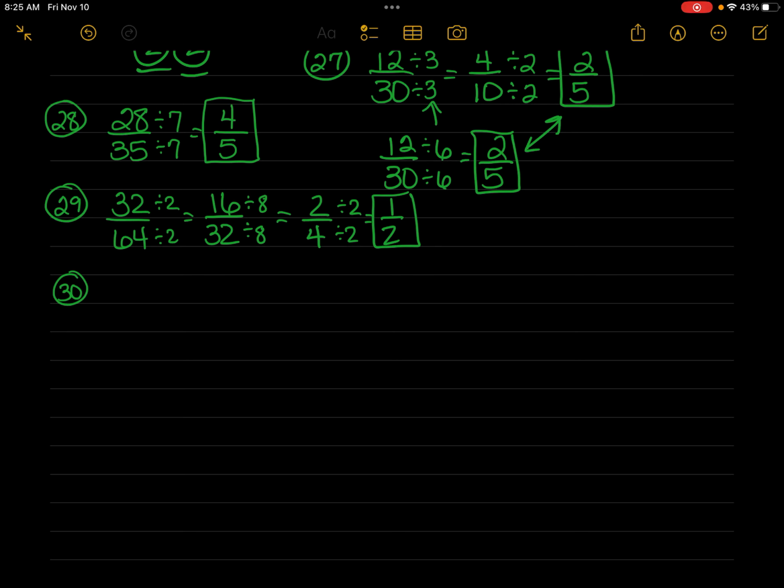Okay, number 30 is 14 over 50. Okay, if you have no idea what to do and the answer to what you can divide by isn't on your multiplication chart, always think of your divisibility rules. These are both even, so I can divide these both by 2. Okay, so that's 7 over 25. And then say, okay, is there anything else that I can divide these by? And no, there's not. 7 over 25 is your final answer.